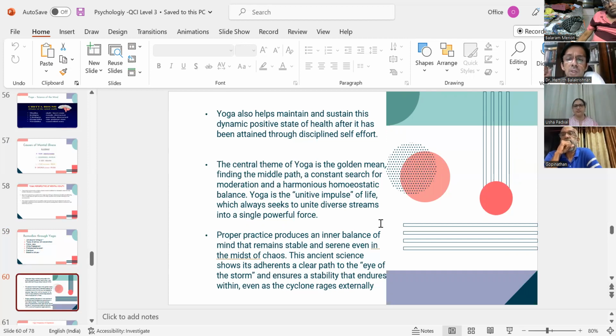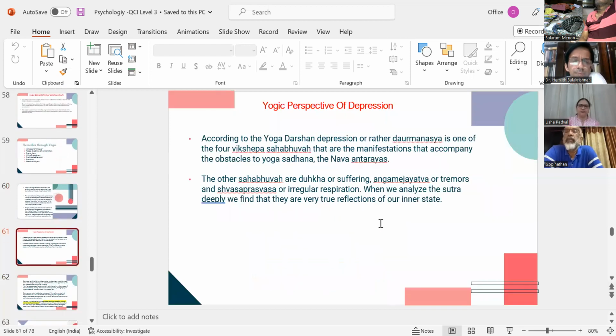The central theme of yoga is the golden mean, finding the middle path, a constant search for moderation and harmonious homeostatic balance. Yoga is the unitive impulse of life, which makes us seek to unite diverse streams into a single powerful force. Proper practice produces an inner balance of mind that remains stable and serene even in the midst of the chaos. The ancient science shows its adherents a clearer path to the eye of the storm and ensures stability that endures within even as the cyclone rages.